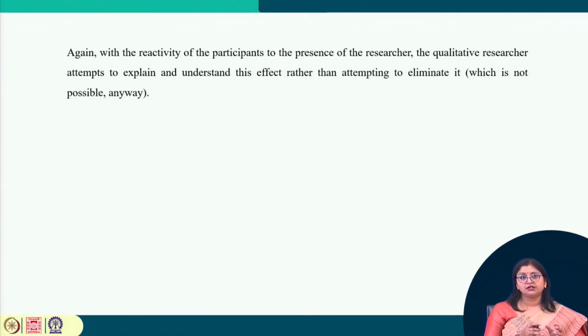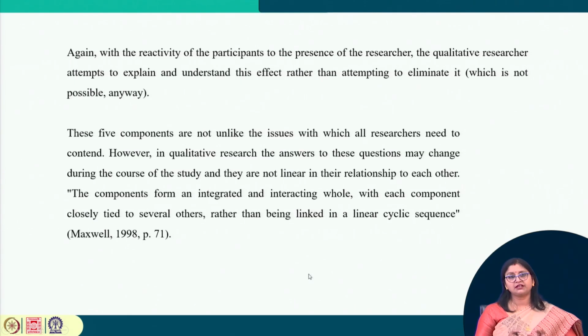Again, with the reactivity of the participant to the presence of the researcher, the qualitative researcher attempts to explain and understand this effect rather than attempting to eliminate it, which is not possible in qualitative research in any way. So, he or she tries to explain the situation.